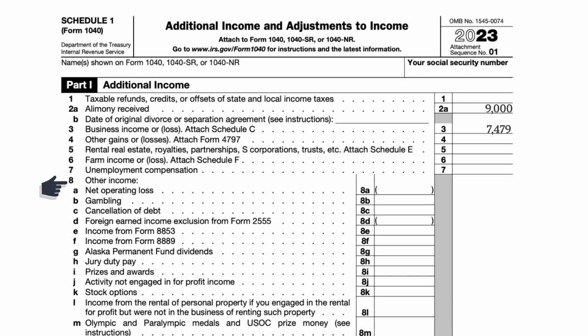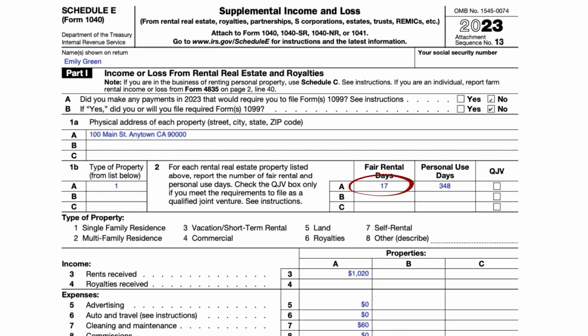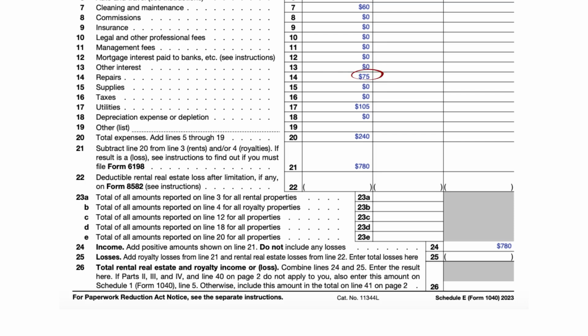So we'll go back to line 5 to fill out Schedule E, which is needed for line 5. We have some info here that Emily rented out her home for 17 days during winter vacation for $60 a night, making her rent received $1,020. She had $60 of cleaning expenses, she had $75 of repair expenses, and the utilities for the 17 days was $105. So her total rent expenses were $240. And after subtracting her expenses from rent received, the total amount comes out to $780.